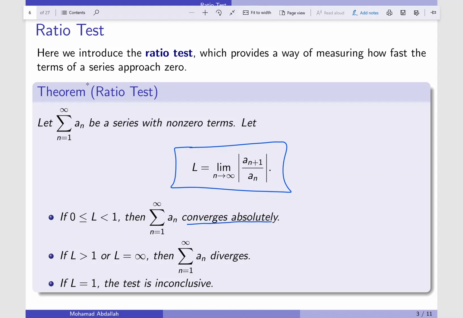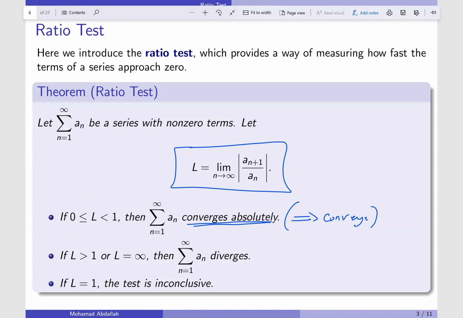and this is very strong. Remember, we say that converges absolutely, this implies it converges. But we have more information in this case. We know that it converges, and if you take the absolute value of a_n, it will be convergent as well. Now, if L is bigger than 1 or L is equal to infinity, then the series is divergent. If L is equal to 1, then the test is inconclusive. We don't know. That means the test is not useful in this situation.